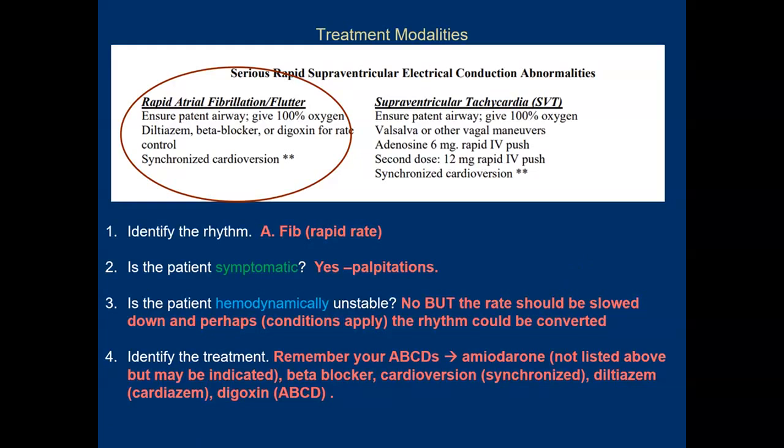And so again, we talk about ABCDs. This is what we call the treatment list. Now you'll notice that amiodarone's not listed, but it is actually a drug that can be used to treat atrial flutter, atrial fibrillation that's very rapid. And then a beta blocker could be an option on the list, and synchronized cardioversion, because again, this patient has an abnormal atrial rhythm, which should always have a pulse with it. And then we know that diltiazem, otherwise known as Cardizem, can also be used. And then digoxin can also be used.